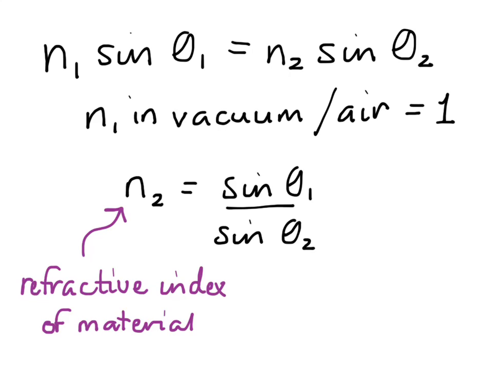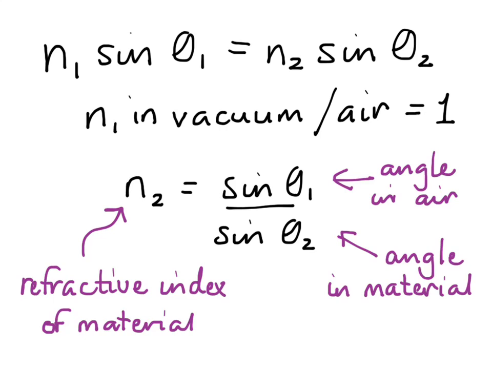So just to make sure we've got what everything means here. n2 is the refractive index of the material, 2 standing for the material. θ1 is the angle in air, because the air is material 1, and θ2 is the angle in the material. So we've got sin θ1 over sin θ2, which is exactly the same as saying sin I over sin R, but it doesn't matter which direction the light is travelling in.